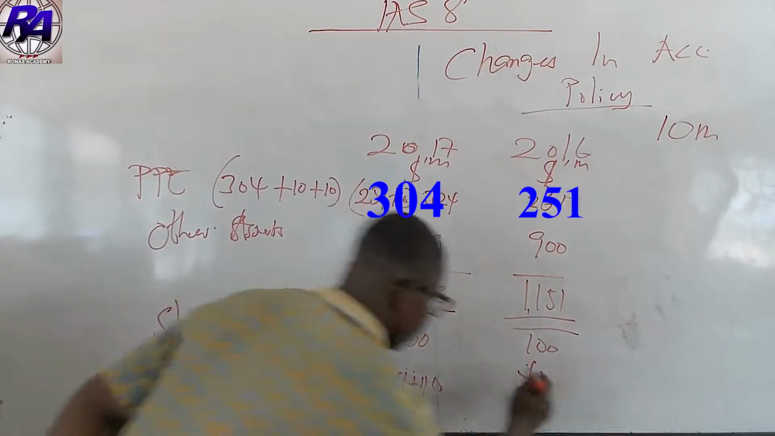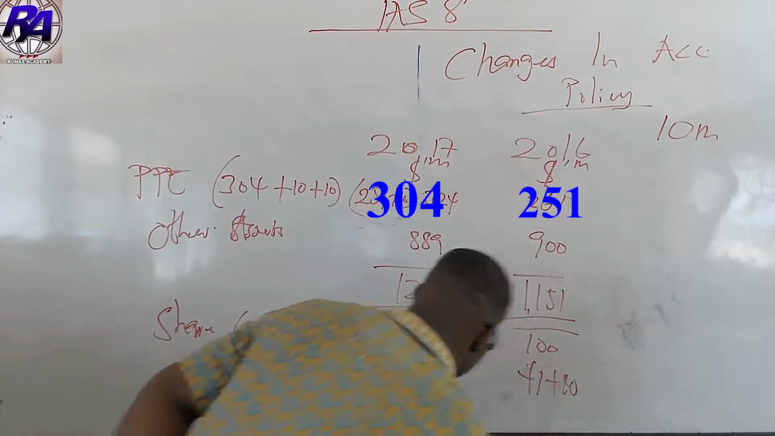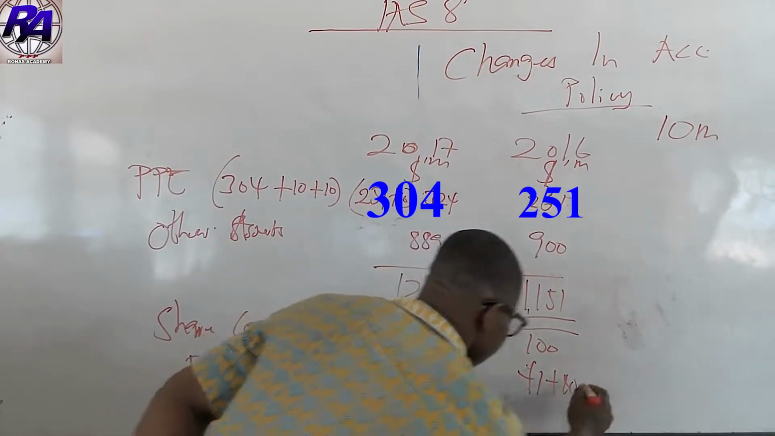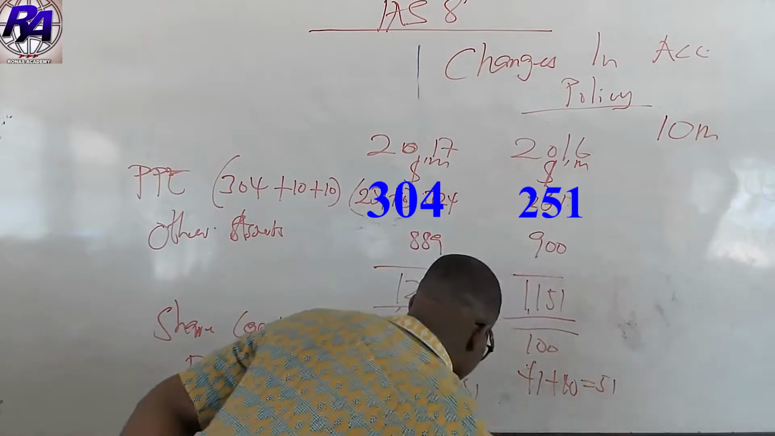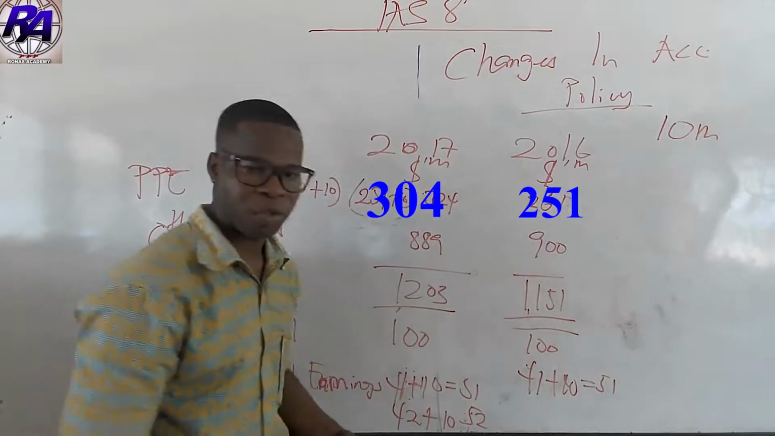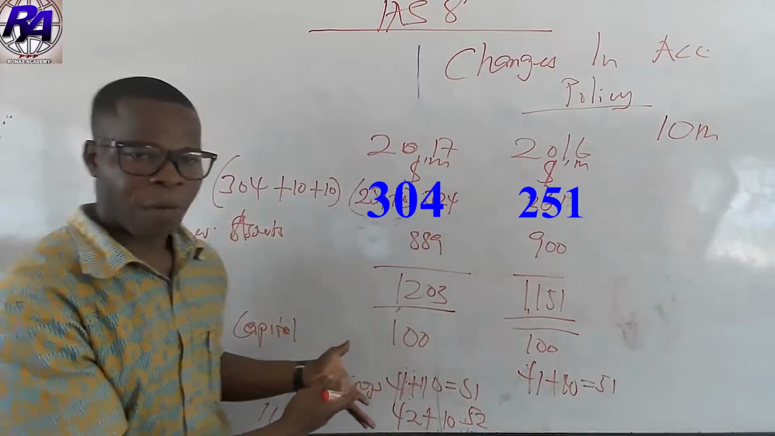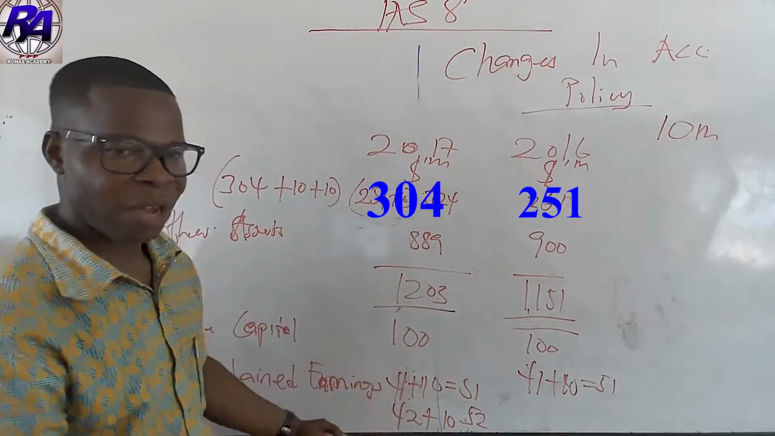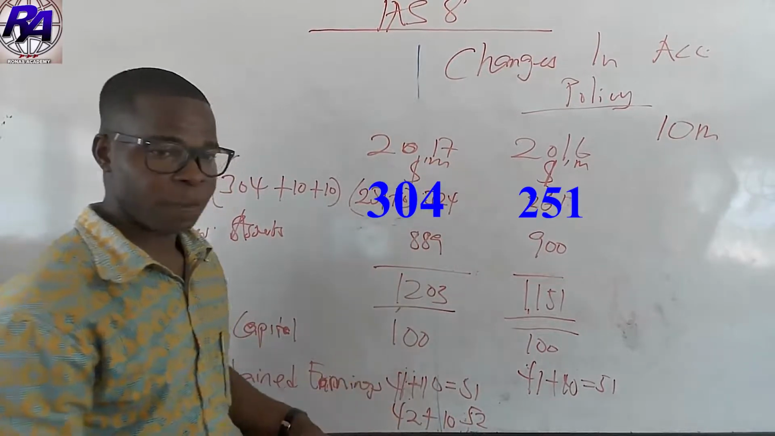41 plus 10. We also have here 41 plus 10, and the same thing, 41 plus 10. So here is going to give us 51, 51, and then here is going to give us 52, 52. So this is going to be the treatment of the question. And we also have liabilities to be 1,000. It will not be affected, because liability will not be affected.